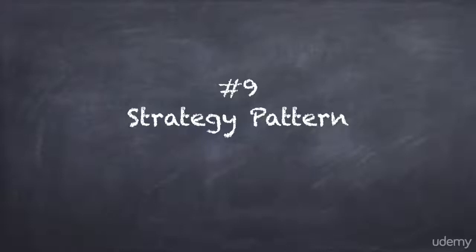Here is the ninth behavioral design pattern from the famous Gang of Four design patterns book. This one is called strategy pattern, and it is a pattern you use when you want to define a family of algorithms, encapsulate them, and make them interchangeable.